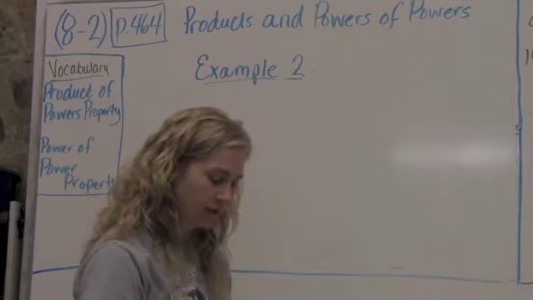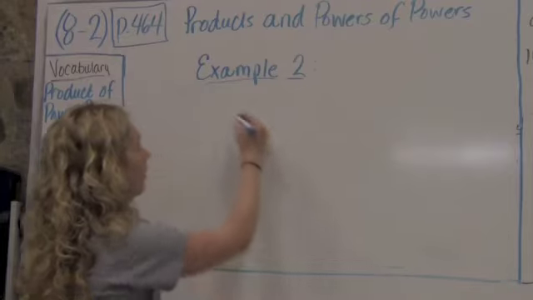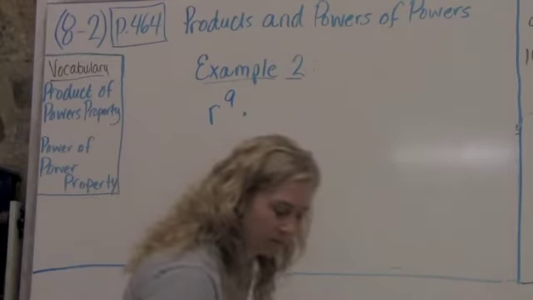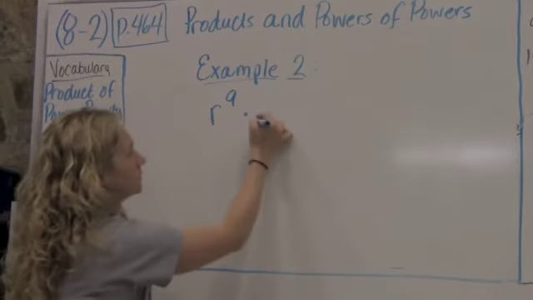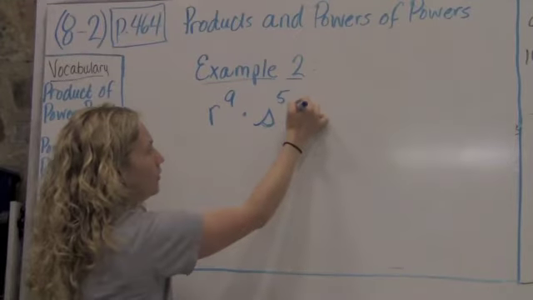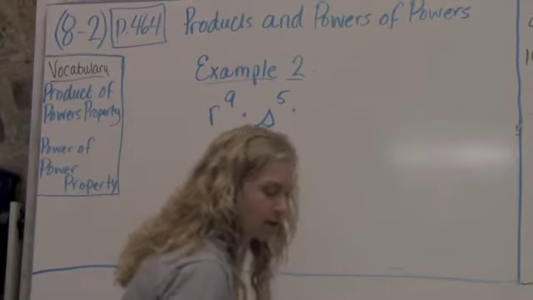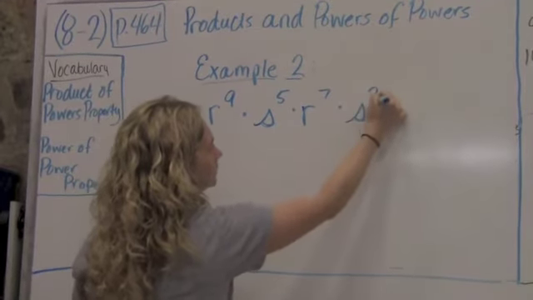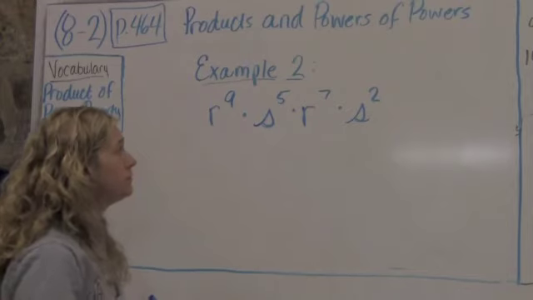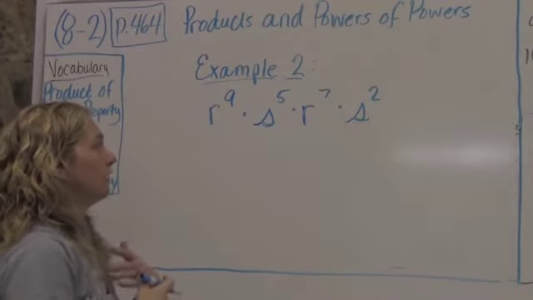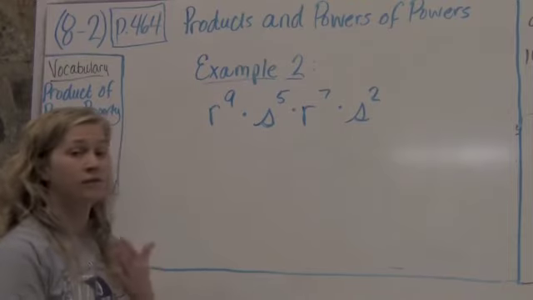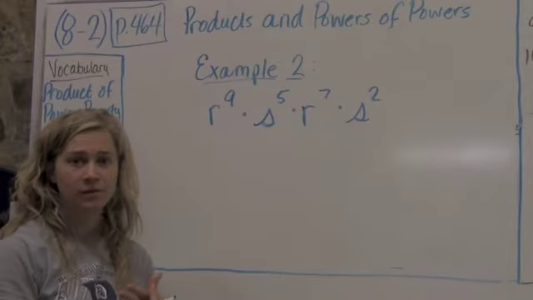In this example, they want you to simplify r to the 9th power times s to the 5th power times r to the 7th power times s squared. Okay, so in this case, you know that you can multiply powers of the same base by adding their exponents.